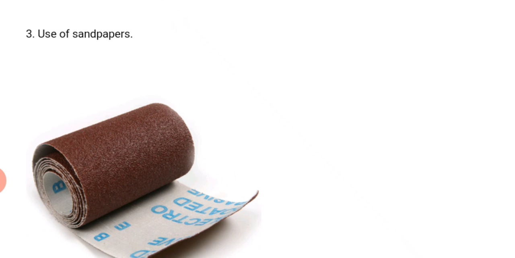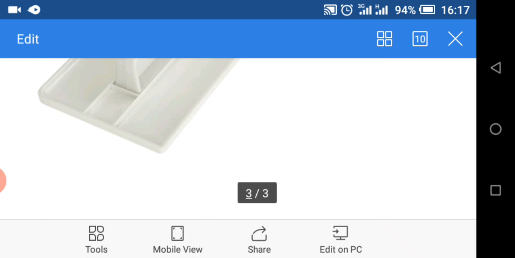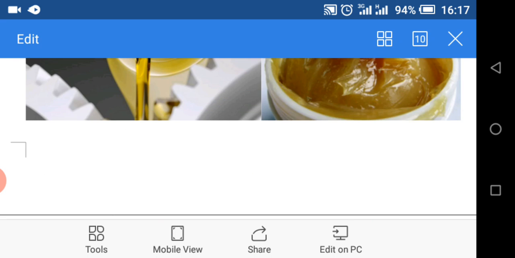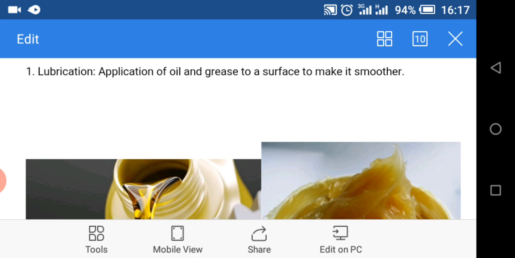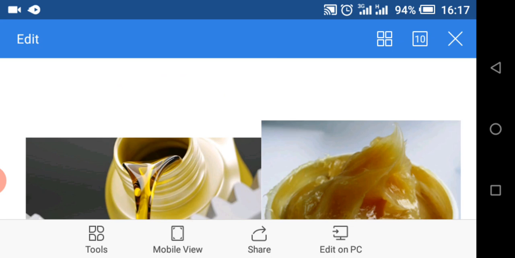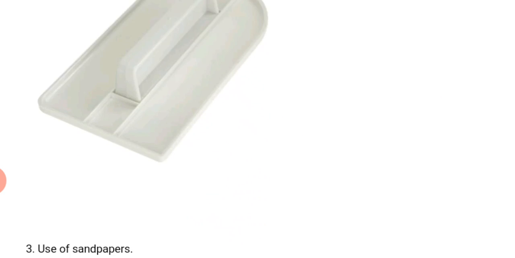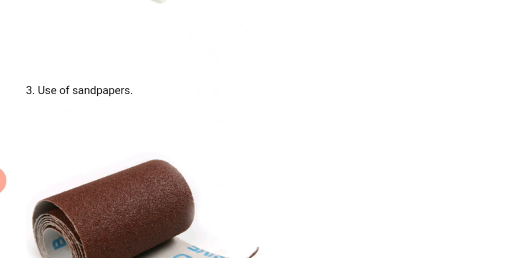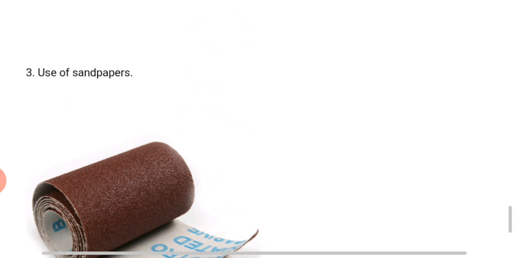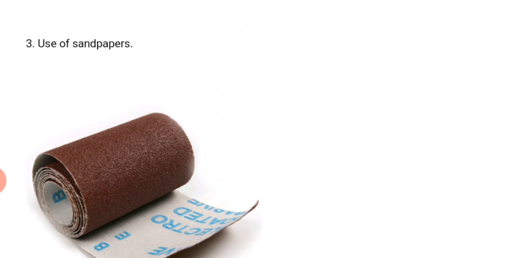So with this, we know that the ways of reducing friction are: one, lubrication, that is application of oil and grease to the surface of the object to make it smoother. Two, the use of smoothers. And the third one is the use of sandpaper. With this, we come to the end of today's lesson.